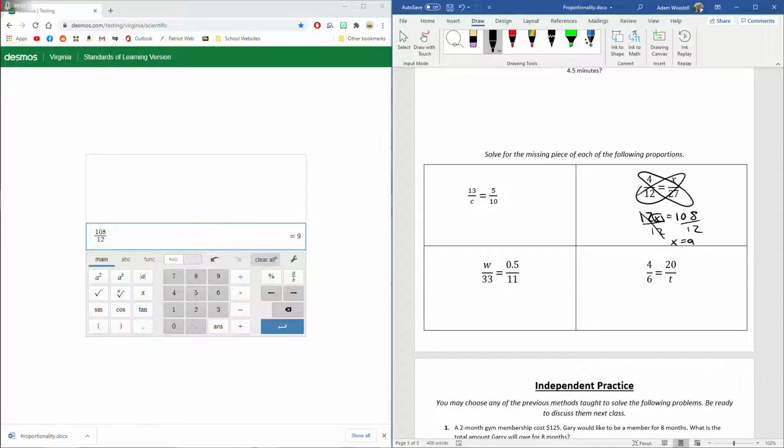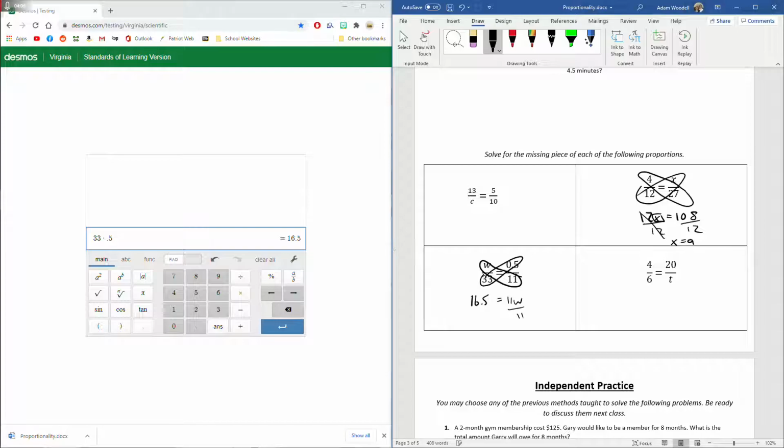I'll show you guys one more time. Let's do this decimal one because this decimal one's a little funky. So I'm going to start by doing 33 times 0.5. Let's just double check Desmos. 33 times 0.5 gets me 16.5. Cool. That's going to be equal to whatever 11 times w is. I do not know what 11 times w is because I don't know what w is. So I can only write it down as 11w.